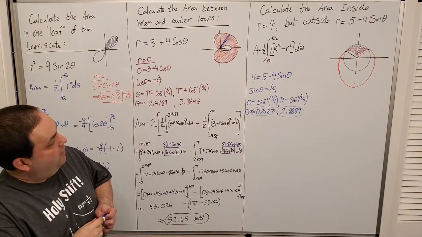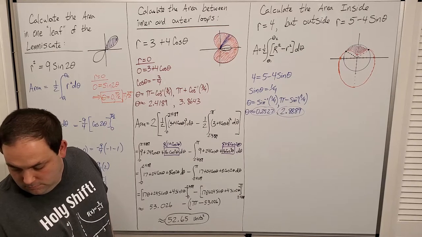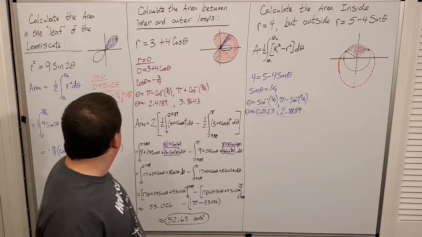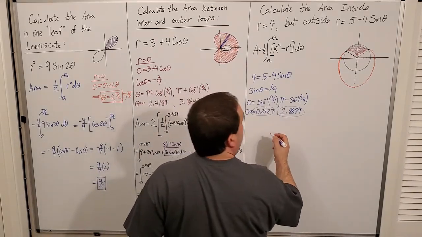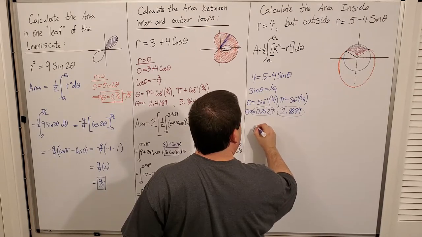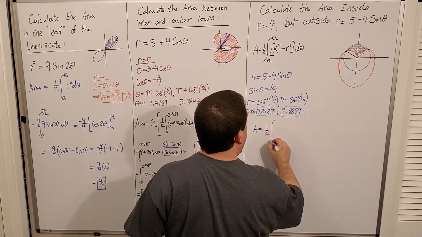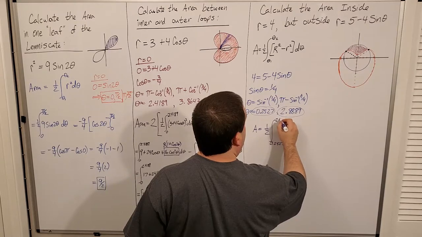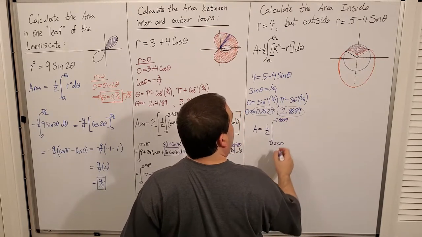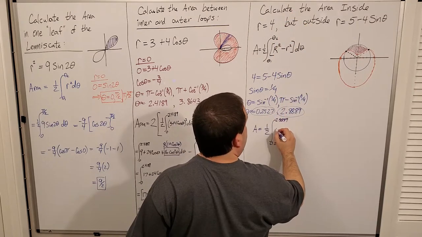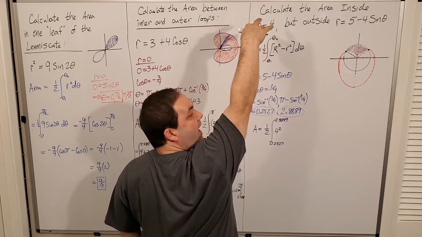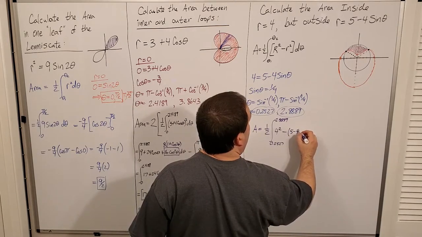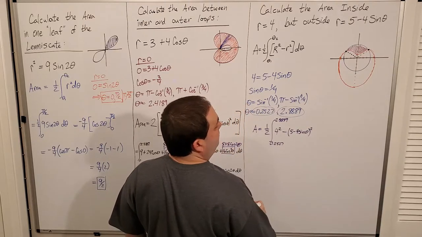And I'm just going to straightforwardly integrate this one. So then, my area is equal to 1/2 the integral from 0.2527 to 2.8889 of the outer r squared, which is 4 squared. That's this, right? The circle is the outer one, the larger radius, minus the smaller radius, 5 minus 4 sine theta, squared, d theta.